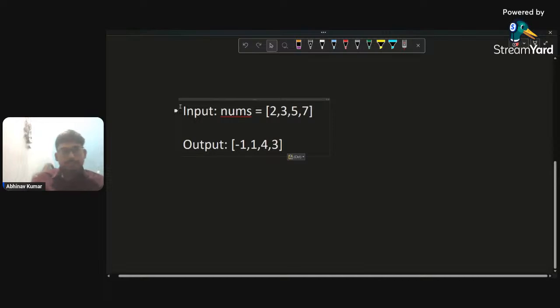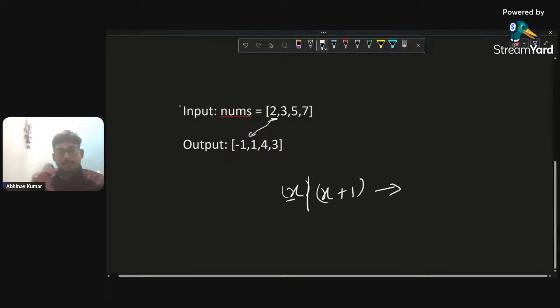So for the first test case, if you analyze, for 2 our answer was -1, because we needed to find a number x such that x OR x plus 1 gives me this number nums[i]. There was no x such that x OR x plus 1 gives me a 2. So for this my answer was -1.